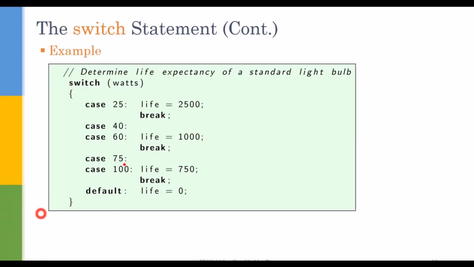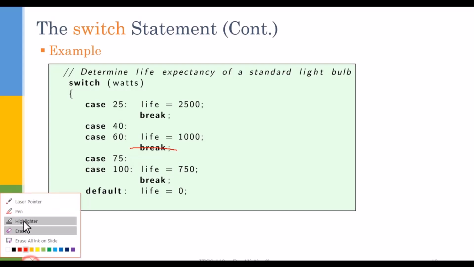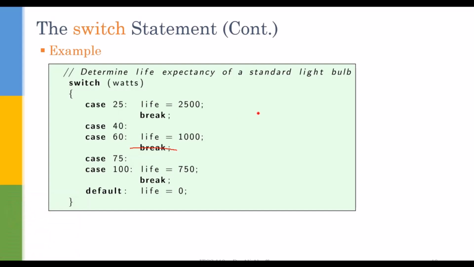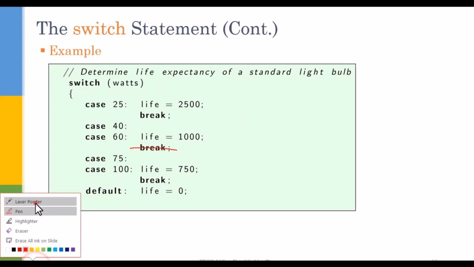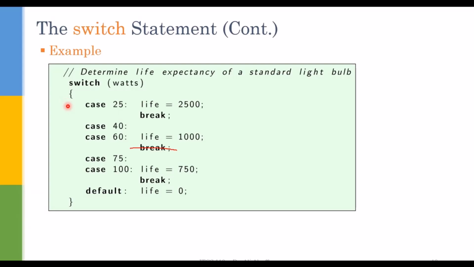Now, imagine this break does not exist. So if the wattage is 40, what will happen? The computer will check for 25. It is not equal to 40. There is a break. Okay, sorry, we are not entering, sorry. We will check for 40, it is not 40. Now we will check for the next one, it is 40, so it will go inside. But inside there is nothing. It will go to the next one, so it will put 1,000 into life.